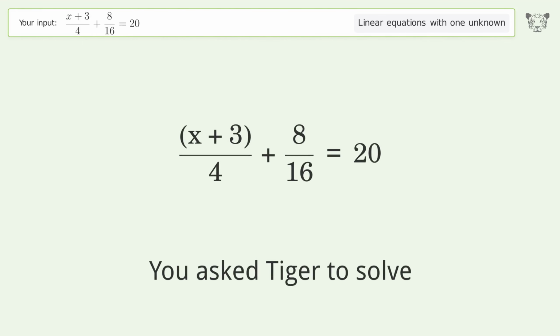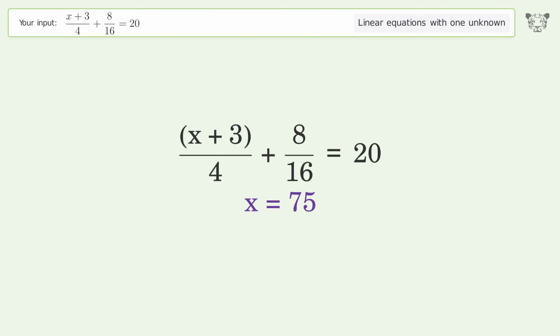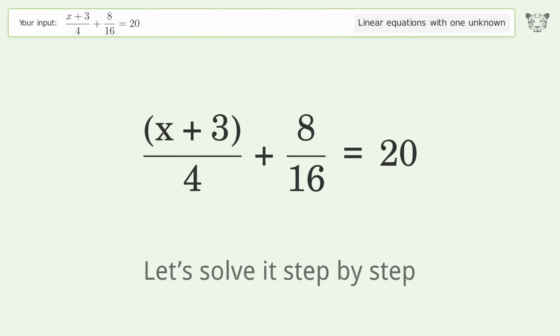You ask Tiger to solve. This deals with linear equations with one unknown. The final result is x equals 75. Let's solve it step by step.